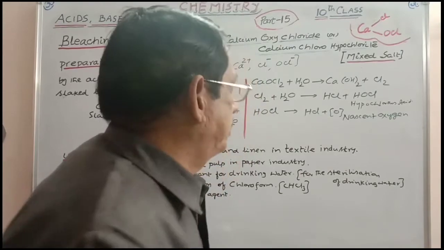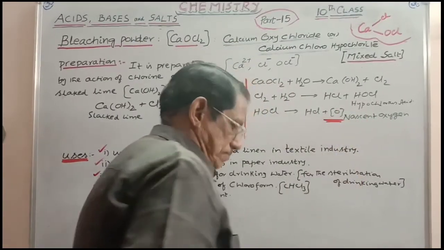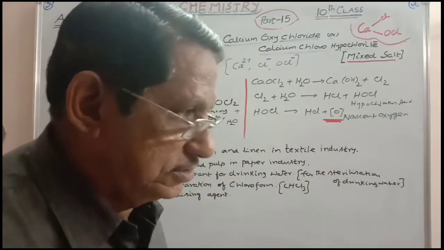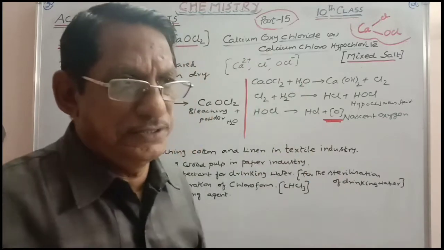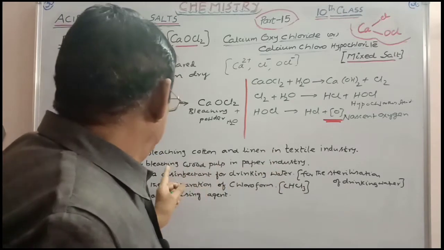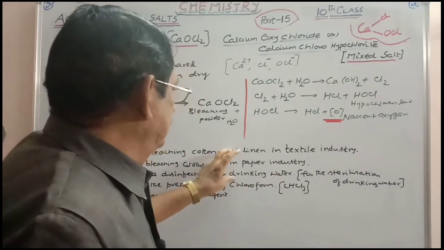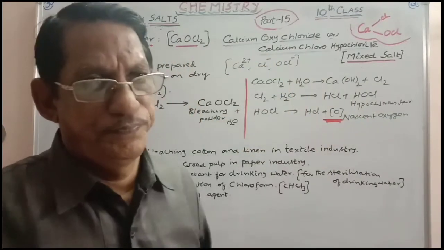The whole property of the bleaching powder lies in the production of nascent oxygen. Whatever bleaching action is there, that is due to nascent oxygen. Whatever the disinfectant action is there, that is only due to nascent oxygen. So these three properties, bleaching of wood pulp, bleaching of cotton and disinfectant action, are all only due to the production of nascent oxygen from bleaching powder.